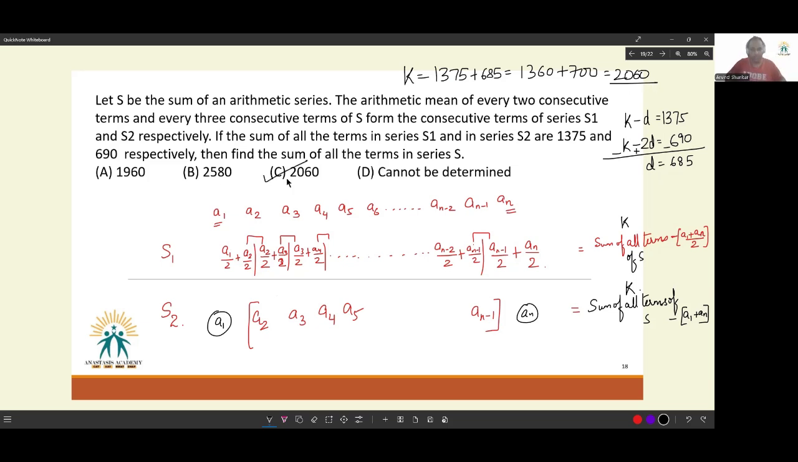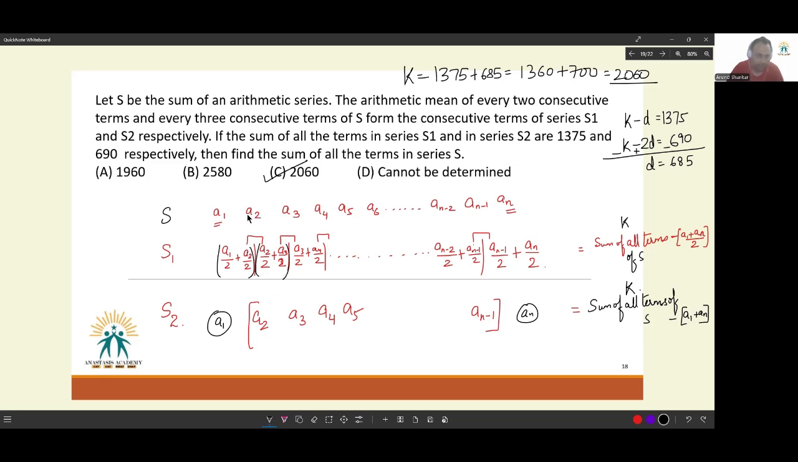Okay, manipulation has saved the day. See what I've done. This is series S, all the terms in series S. Now, for series 1, A1 has come half times, A2 has come half times here, and half times here. This is the mean of the first two terms.